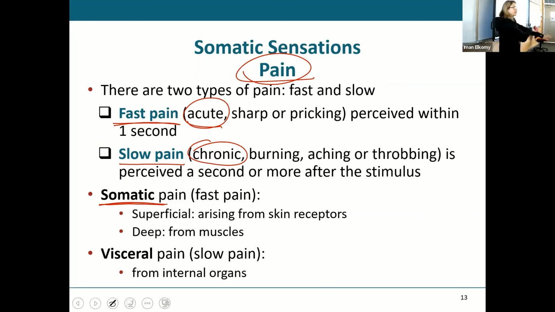Superficial will be everything on the surface, right? Like your skin. And deep will be the somatic pain that comes from things like your muscles, okay? Those are all usually fast pain. Your visceral pain, that's the pain that comes from your organs. That's most of the time a slow pain, right?